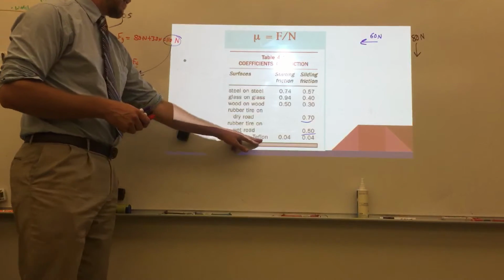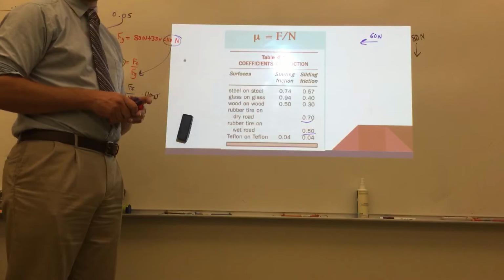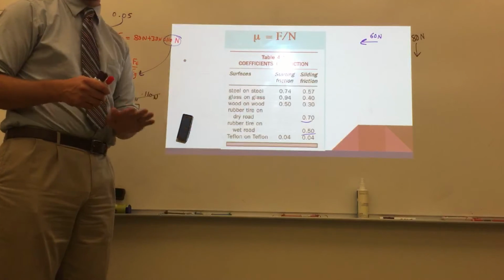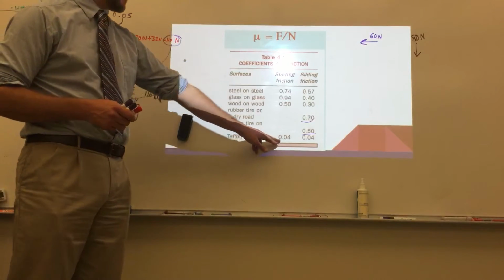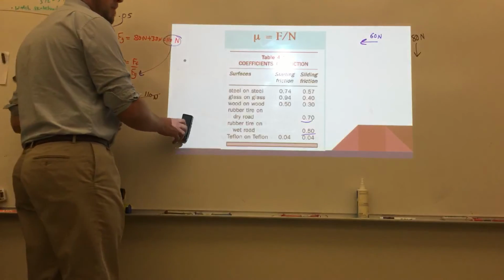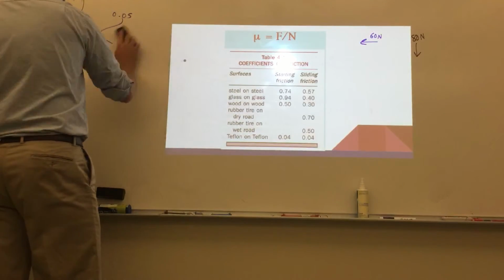Also want to point out Teflon. Teflon is a non-stick surface. It's like that black stuff that you find in the bottom of your non-stick pans. It makes sense that that has an extremely low coefficient of friction, 0.04, because stuff does not stick to it very well. It's pretty smooth.